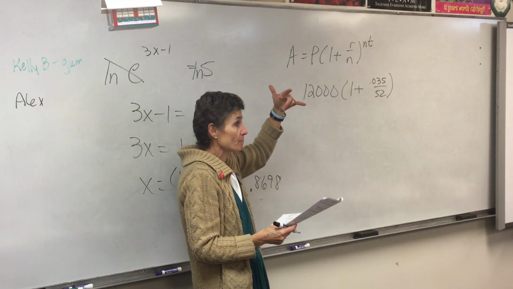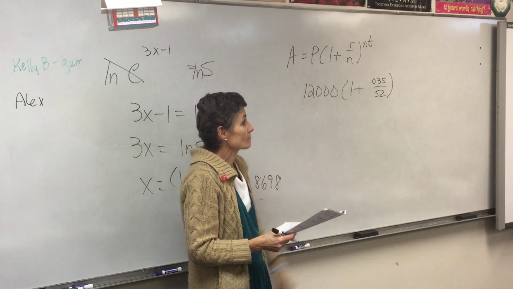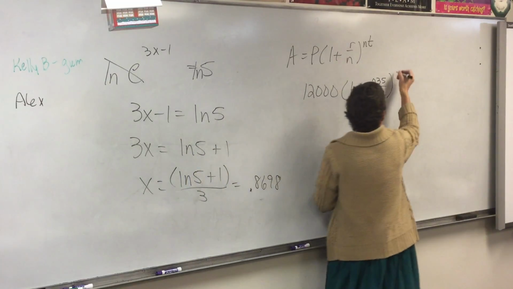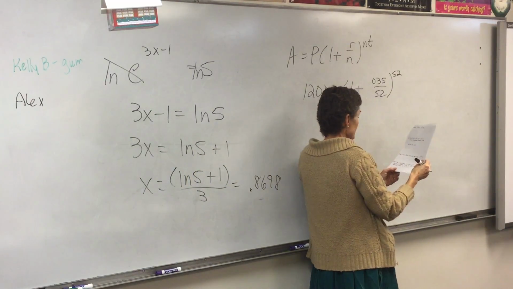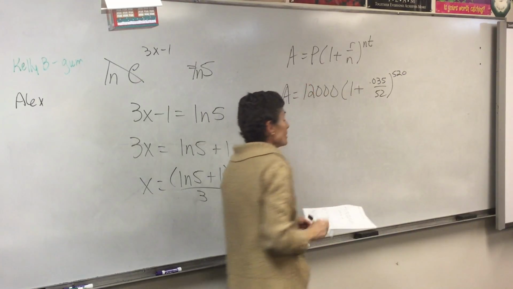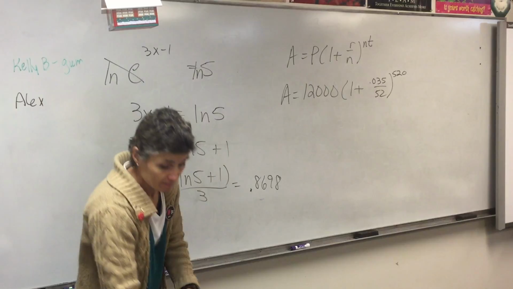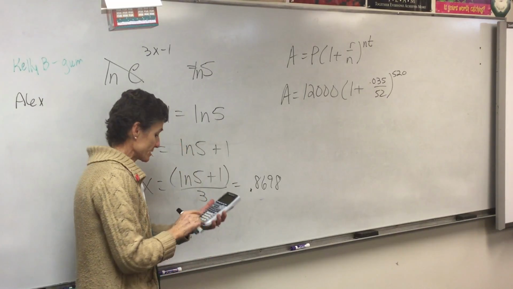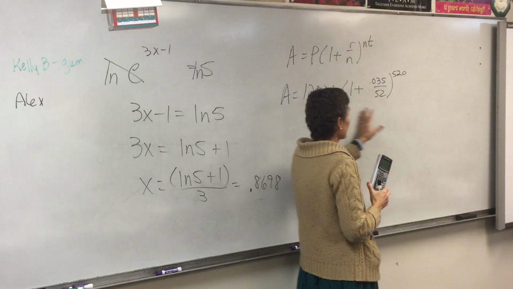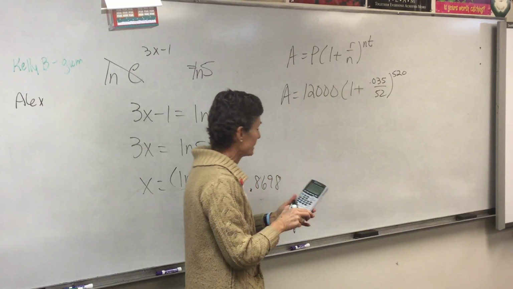Monthly would be 12. And then I'm raising that to the nt power, so that's 52 times how many years? 10? So 520. And I want to know, how much money am I going to end up with? We just type this in. There's nothing to do here. There's no logarithms. You just type it in.